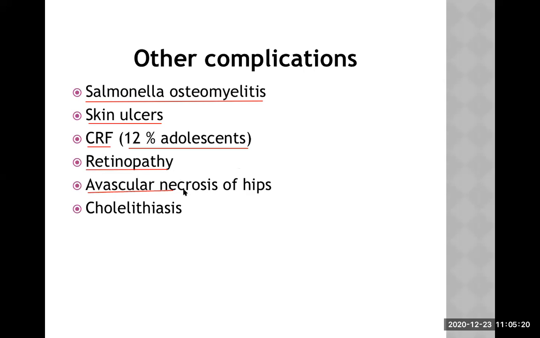Avascular necrosis of the hip is another important complication. This is again because of decreased blood flow, especially of the femoral head. Now remember, the hip joint is formed by which bones? Who can answer this? Which bones?